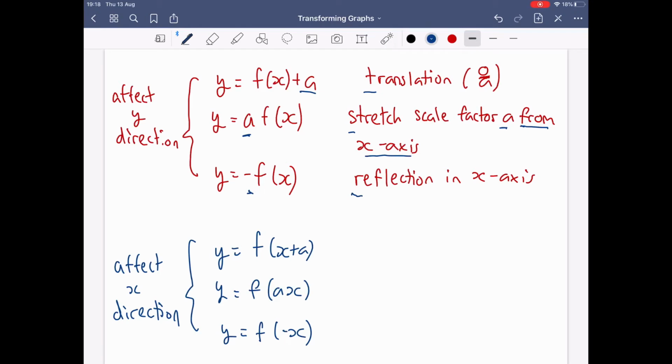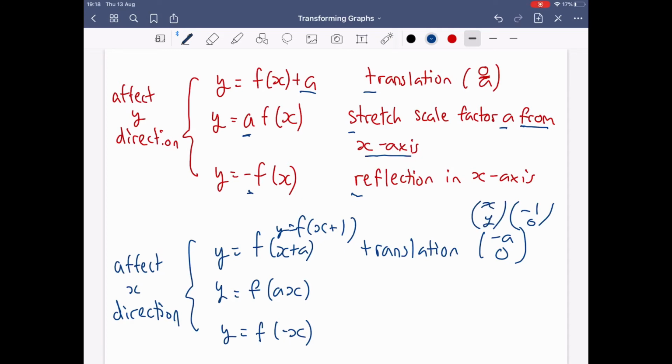So let's start with the first one. Here it would be translation minus a, 0. So if a was 1 here, so you have f of x plus 1, you'd have minus 1, 0, and as we said, the top is x and the bottom is y. So this would be minus 1 x units. So if x was 2, it becomes 1. If x is 3, it becomes 2.